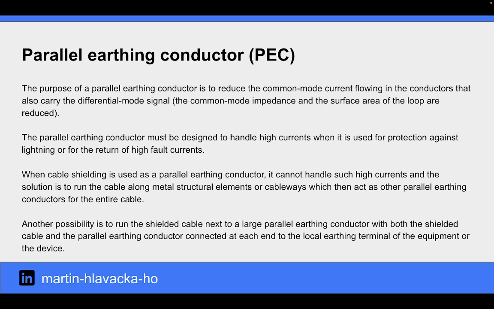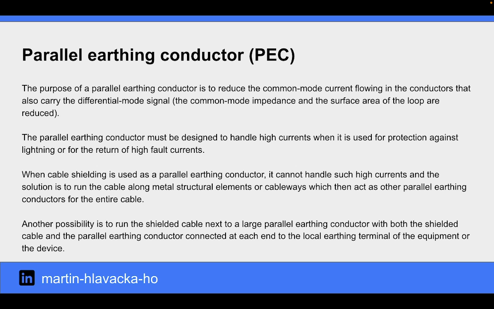Parallel earthing conductor. The purpose of a parallel earthing conductor is to reduce the common mode current flowing in the conductors that also carry the differential mode signal. The parallel earthing conductor must be designed to handle high currents when it is used for protection against lightning or the return of high fault currents.